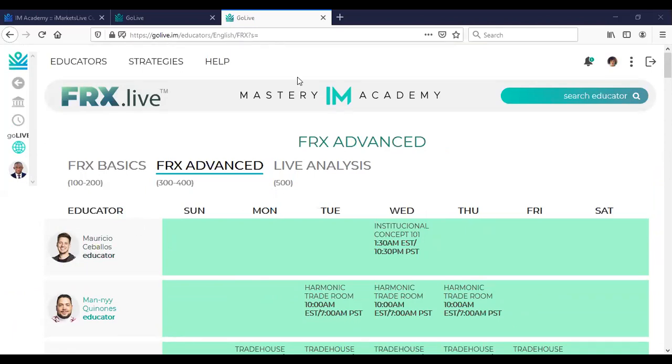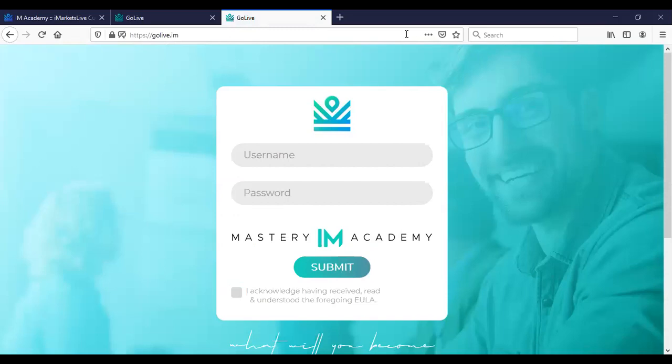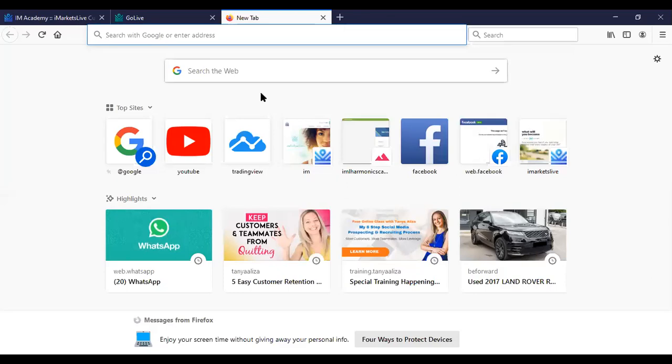Thereafter, I want us to go straight to the harmonic scanner. So let me just log out from this. Hit the button for logging out. Then we'll go to the harmonic scanner.